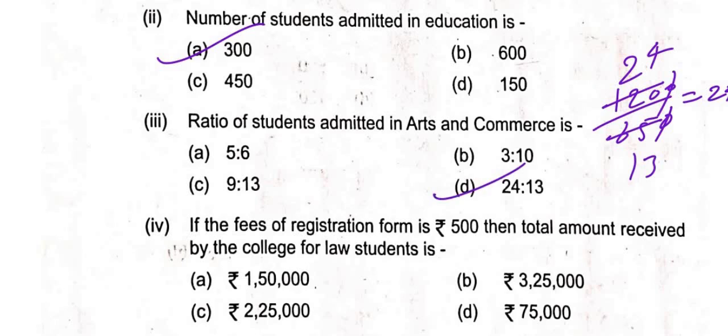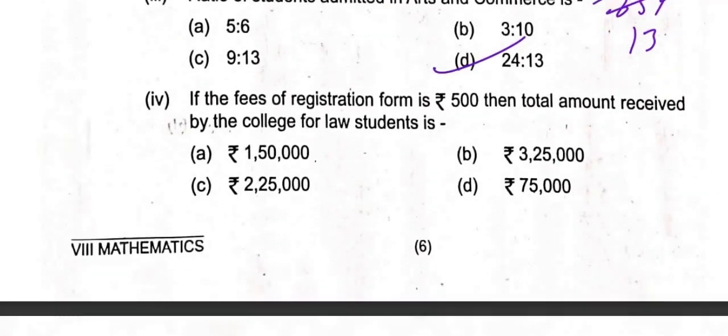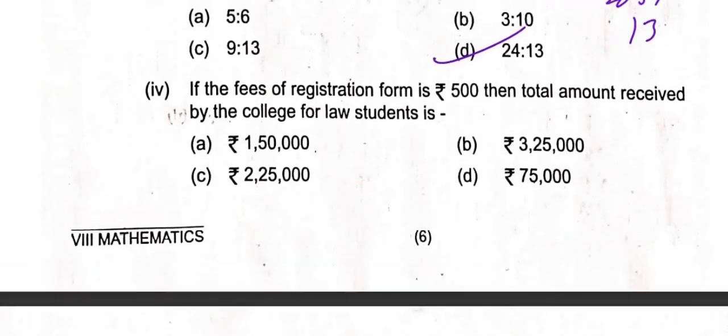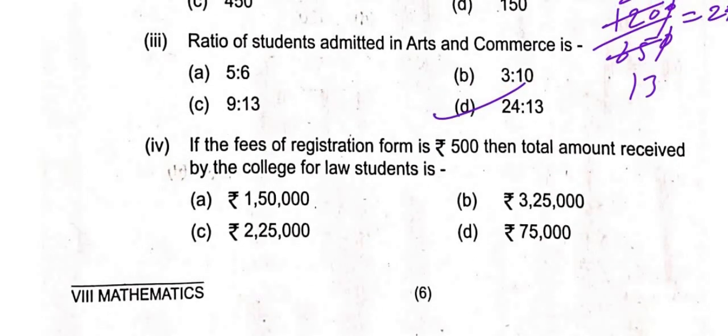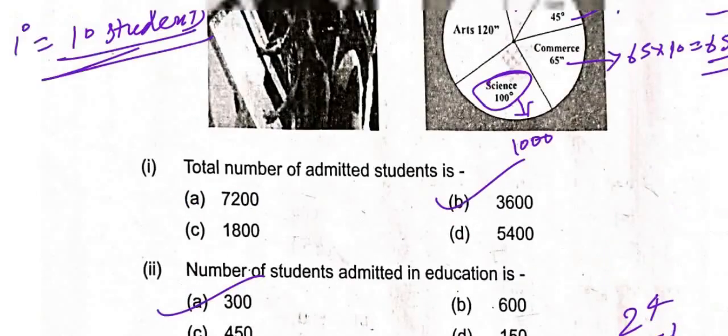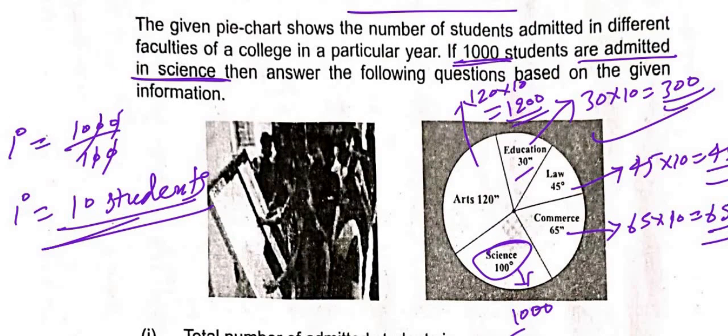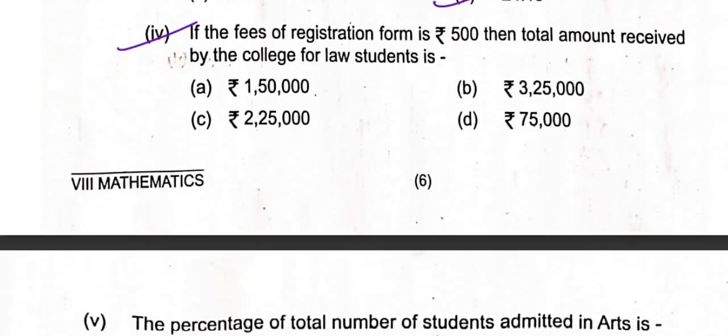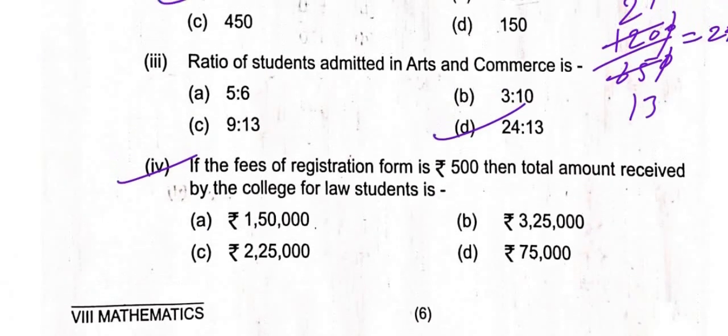Moving to question number 4. If the fee of the registration form is 500, then what is the total amount received by the college from law students. The number of law students we have already got. How many law students are there? We have to multiply with 500 and you will get the total amount. So law students are 450. So we will multiply 450 into 500 to get the solution.